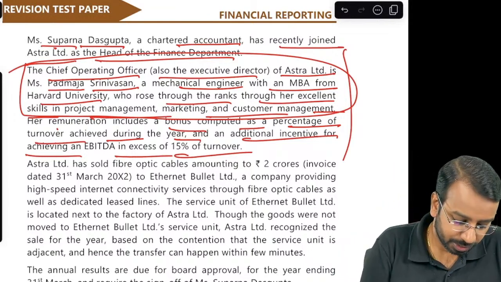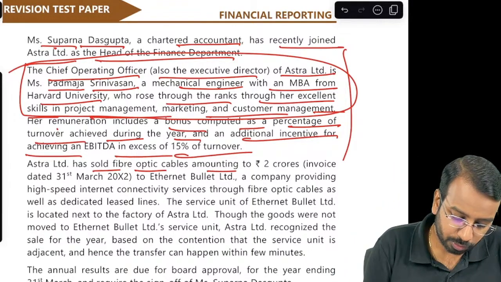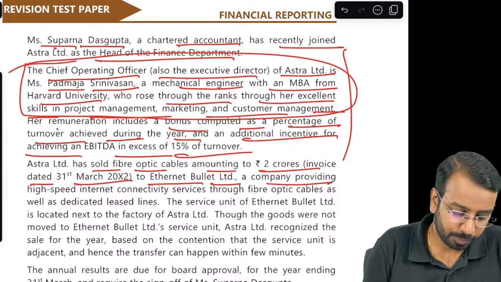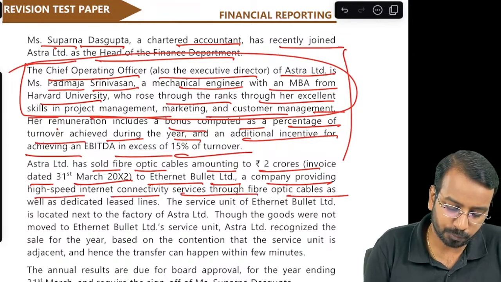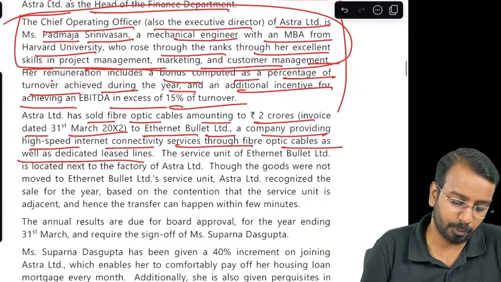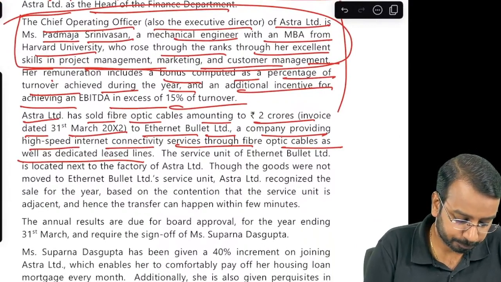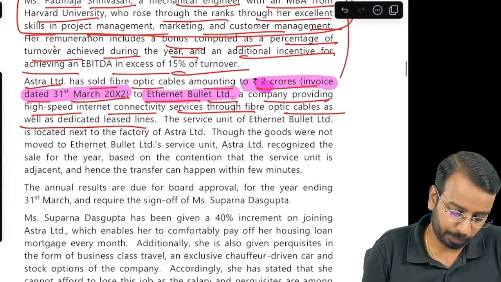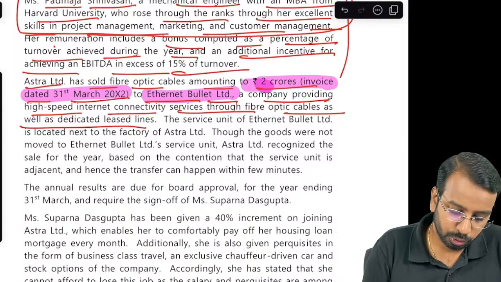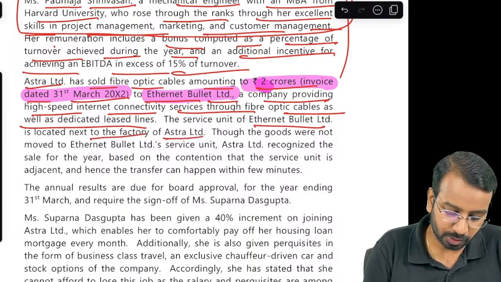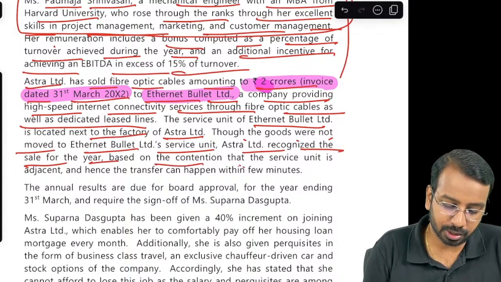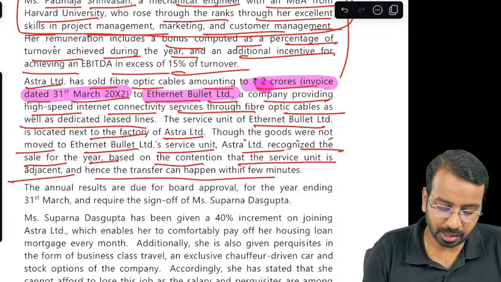Okay. Then Astra Limited has sold fiber optic cables amounting to 2 crores, invoice dated 31st March of year 2, to Ethernet Bullet Limited, a company providing high-speed internet connectivity services through fiber optic cables as well as a dedicated lease line. The service unit of Ethernet Bullet Limited is located next to the factory of Astra Limited. Though the goods were not moved to Ethernet Bullet Limited's service unit, Astra Limited recognized the sale for the year based on the contention that the service unit is adjacent and hence the transfer can happen within few minutes.